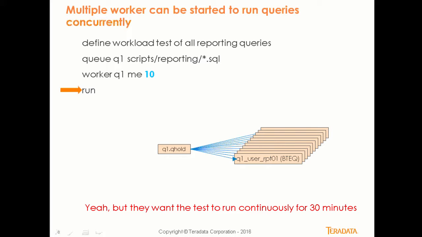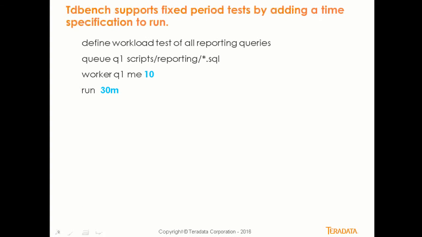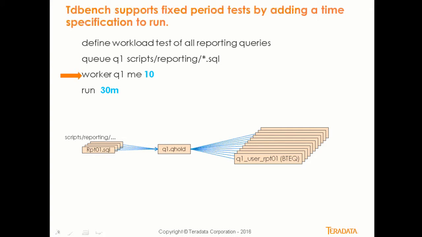Sometimes the prospect wants us to run a test for some fixed amount of time. In that case, the script is almost the same. Just provide a duration for the test on the run command. For 30 minutes, you could say 30M, or 1800S for seconds, or 0.5H for half an hour. When the run statement processes, a process will watch the clock and stop the test at the end of the interval. This is known as a fixed period test.